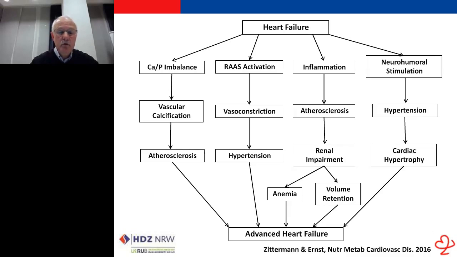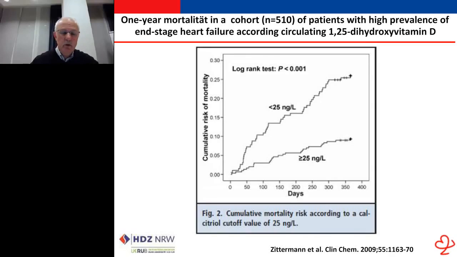And it's well known that the FGF23, the phosphate-regulating hormone, which is important for the regulation of circulating 125 OHD, is increased in patients with heart failure, and high levels are a very good predictor of poor clinical outcome in these patients. And not only the FGF23, but also the 125 dihydroxyvitamin D is a good predictor of clinical outcome.